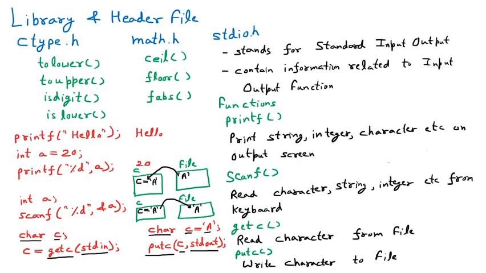So these are the four functions which are there in stdio.h: printf, scanf, getc and putc. And now we are going to discuss the next header file, that is stdlib.h.